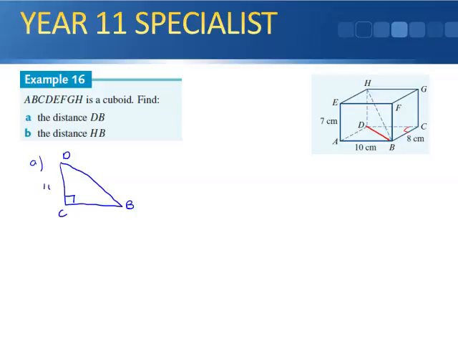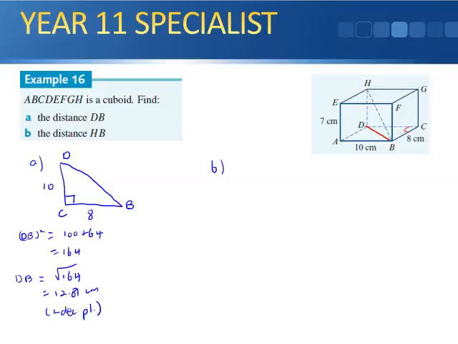Now D to C, I know that's 10 centimeters. B to C, that's 8 centimeters, and I'm working that using Pythagoras' theorem. So I've got D to B, all squared, equal to 10 squared plus 8 squared, so I've got 100 plus 64, so that's 164, and therefore DB will equal the square root of 164. Now I can leave it like that, or if I work it out, that is 12.81 centimeters, and that's to 2 decimal places.